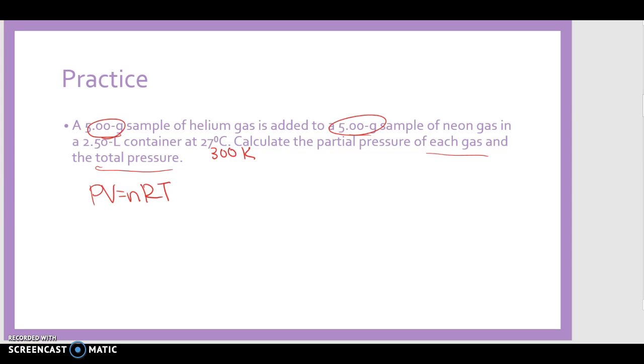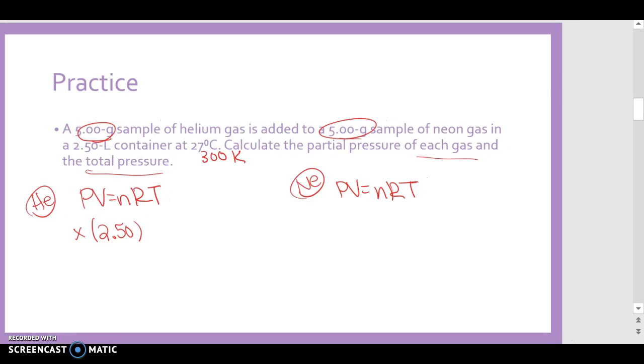So we'd obviously be needing to use PV equals nRT with helium and PV equals nRT for neon. So for helium, we don't know the pressure. We know that we have 2.5 liters. Okay, so let's go ahead and convert our 5 grams of helium to moles.